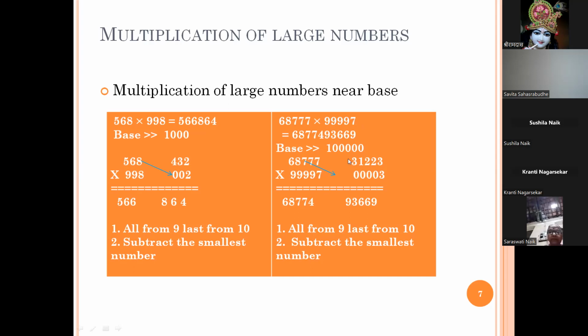Then I multiply. 3 threes are 9, 3 ones are 3, 3 twos are 6, 3 twos are 6, 3 threes are 9. And I subtract only the smaller digit. Last 7 minus 3 is 4. I keep the remaining digits as they are. So the answer is 6877493669.